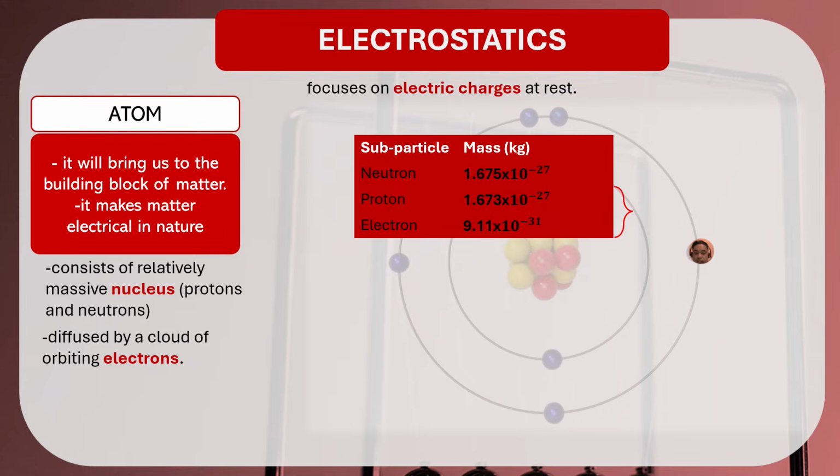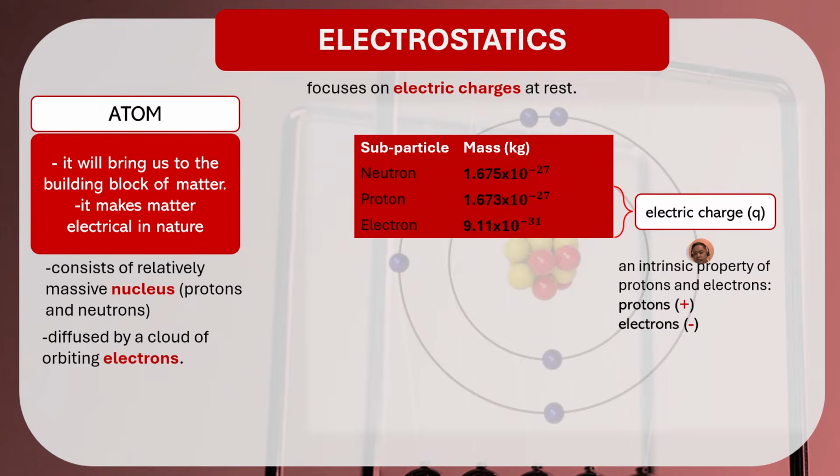Of these subparticles, the protons and electrons carry the charges, or what we call the electric charge. And that's why we go back to the nature of the atom as we talk about electrostatics, because it focuses on electric charges at rest, and electric charge is present within the atom, especially with these subparticles, proton and electron. In physics, we will use Q as the symbol for electric charge.